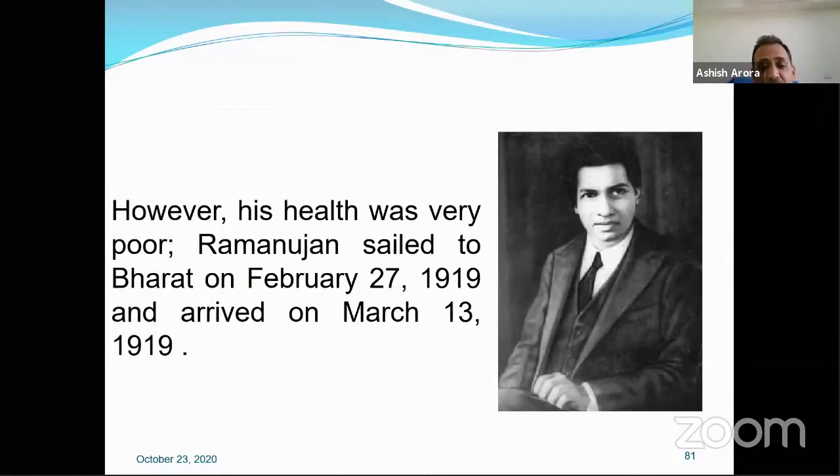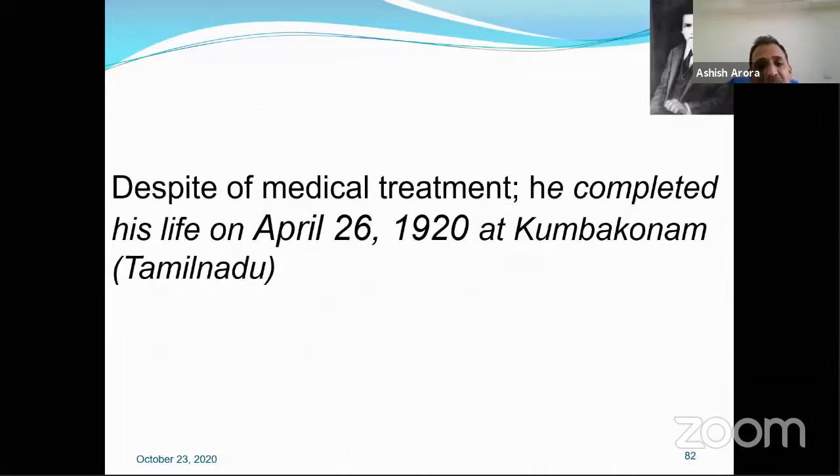He arrived on March 13, 1919, and despite medical treatment he completed his life on April 26, 1920 at Kumbakonam, Tamil Nadu. Only 32 years of age, and he passed away.